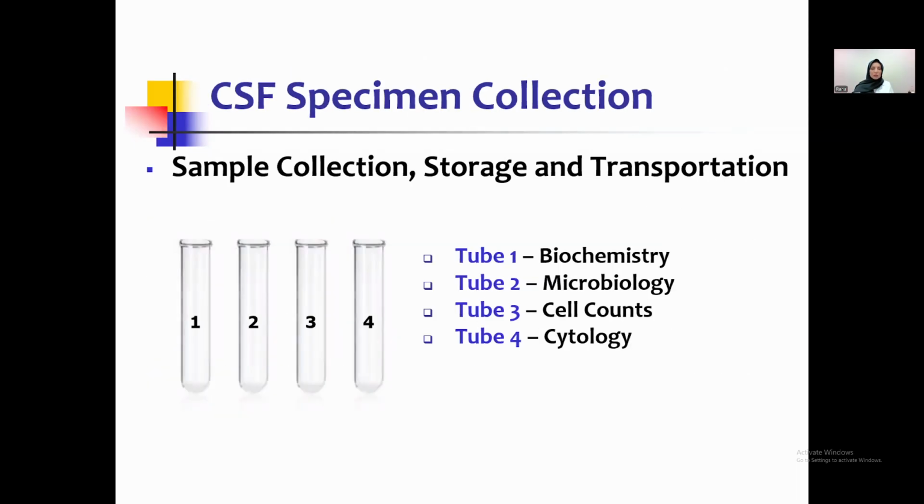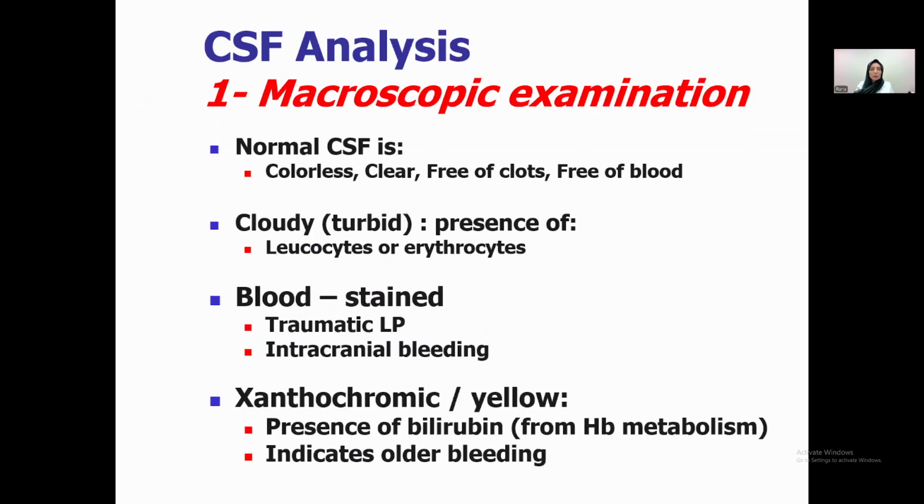After we extract the CSF, we put it in different tubes for diagnosing, cell count, and cytology. First is the macroscopic, meaning physical, examination, by our eye, of the tube. If we have normal CSF, it will be like water, and if we put any paper behind the tube, we can read what's written there. It should be colorless, clear, with no clots, no blood, like water.